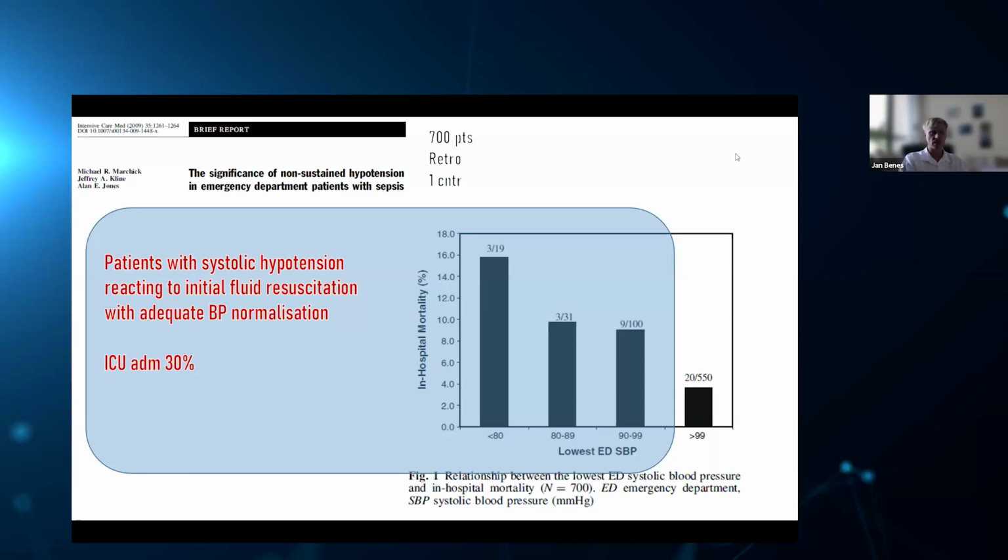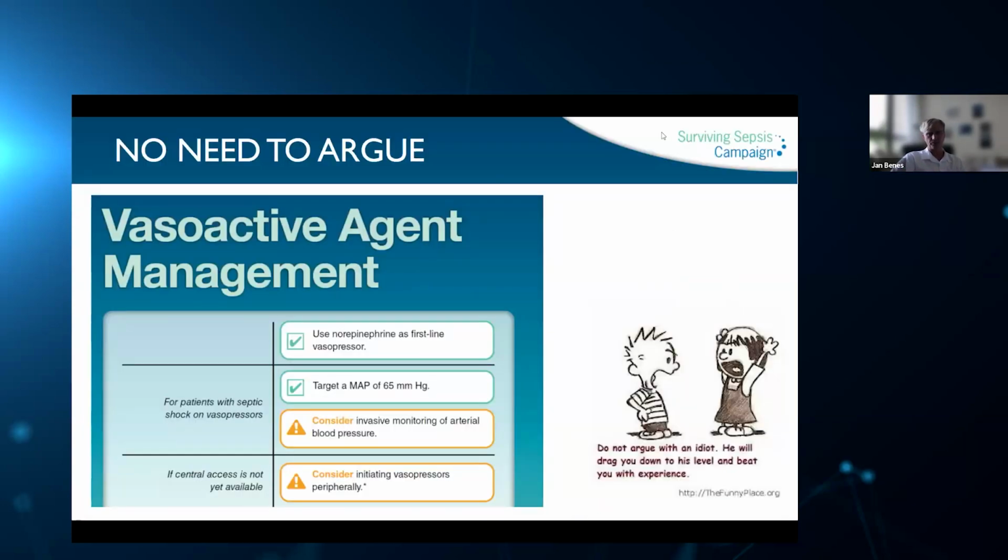Those who are non-sustained hypotensive in the emergency department may then, in the course afterwards, when you send them, for instance, into the standard ward, develop hypotension again because of the vascular leakage, because of the leap in care. And the mortality of these people may be much higher. When we go into guidelines, you should not consider anything else than norepinephrine. So let's discuss why norepinephrine is the number one.